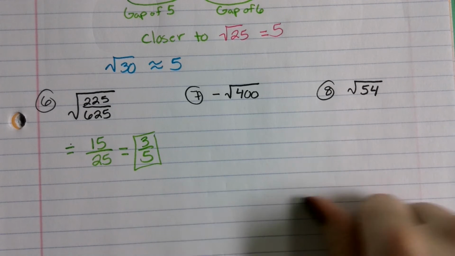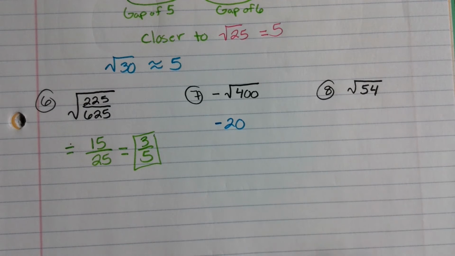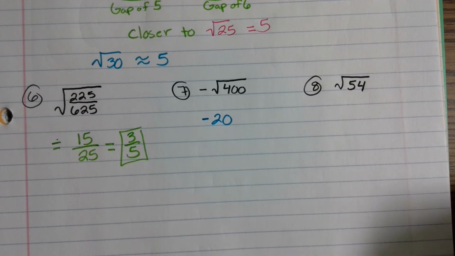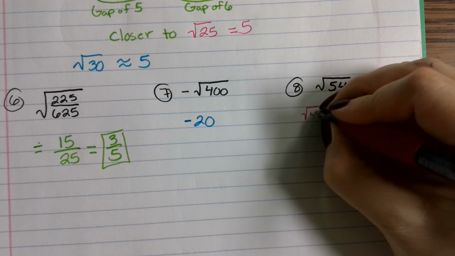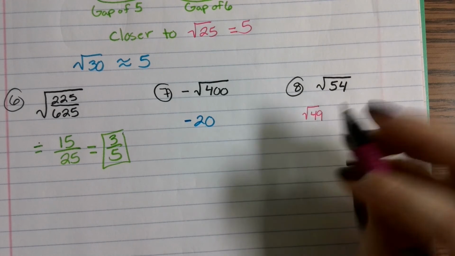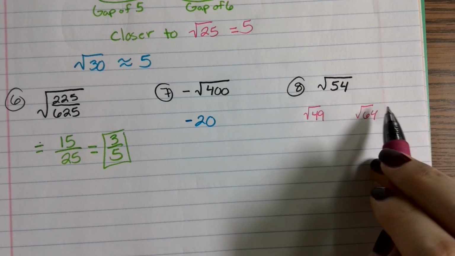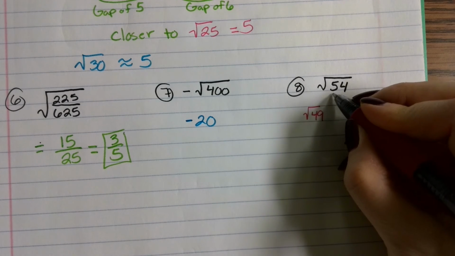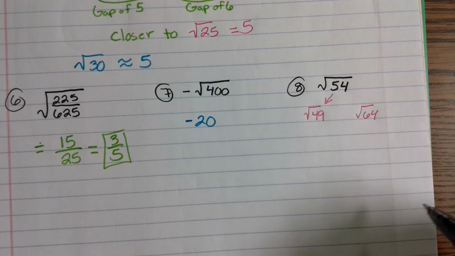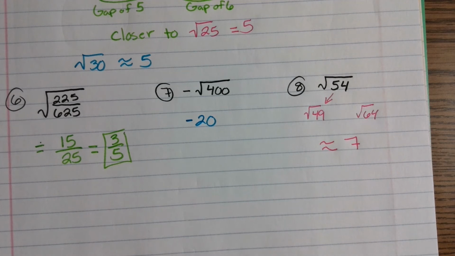Jimmy? Negative 20. And then number 8, the square root of 54. Is that a perfect square? No. What perfect squares are around it? 49 and 64. So square root of 49, which is 7, and square root of 64, which is 8. So we know it falls somewhere in between there. 54 is closer to 49 or 64? Which one is it closer to? To 49. It's closer to the 49 than it is to the 64, so that means it's approximately 7.